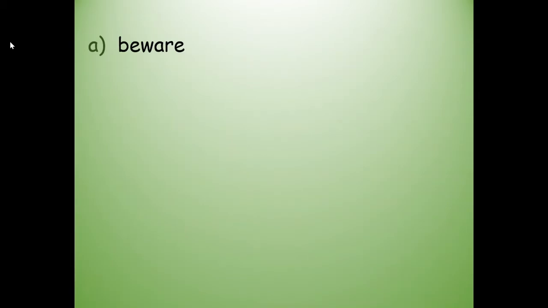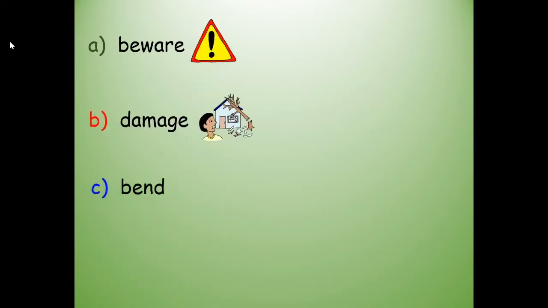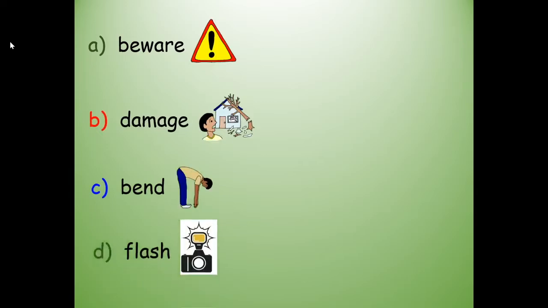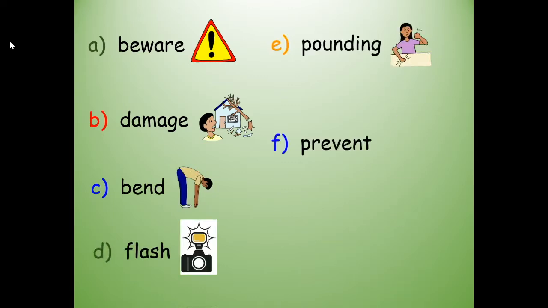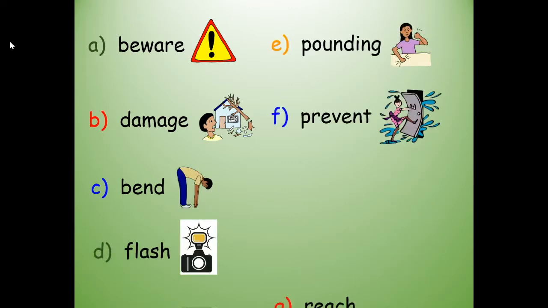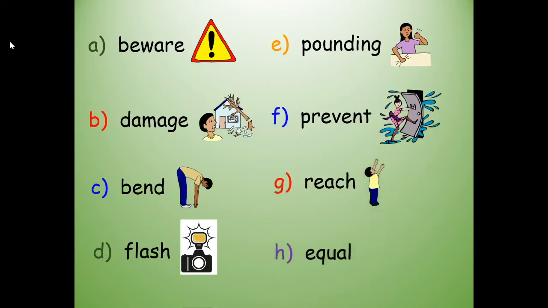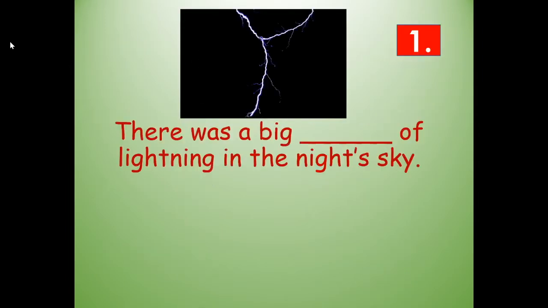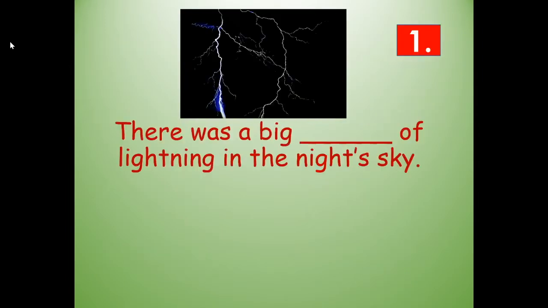So you don't need to write these words. We're just going to review them first. A is beware. B is damage. C, bend. D, flash. E, pounding. F, prevent. G, reach. H, equal. All right, now we're going to start writing our words.